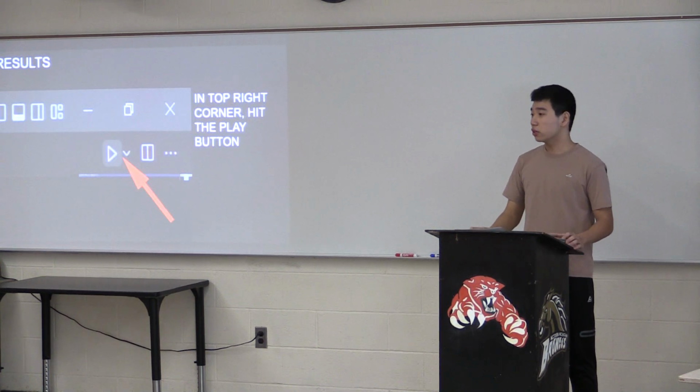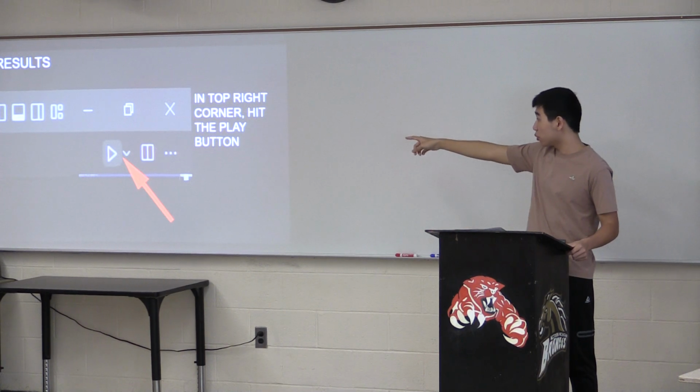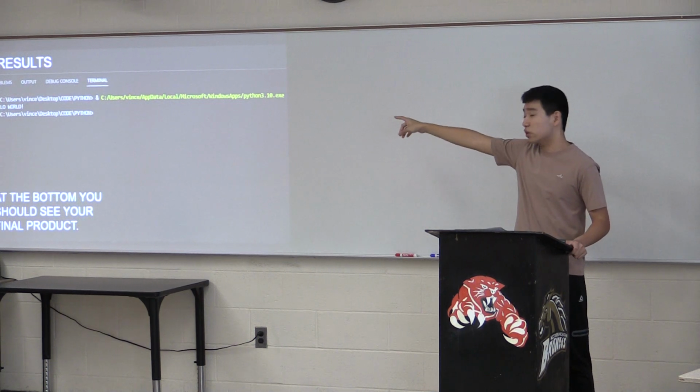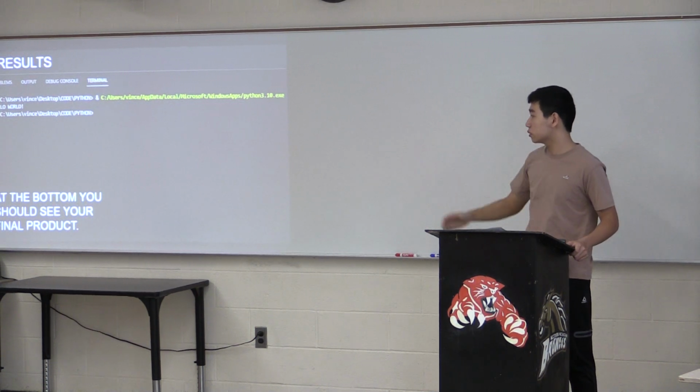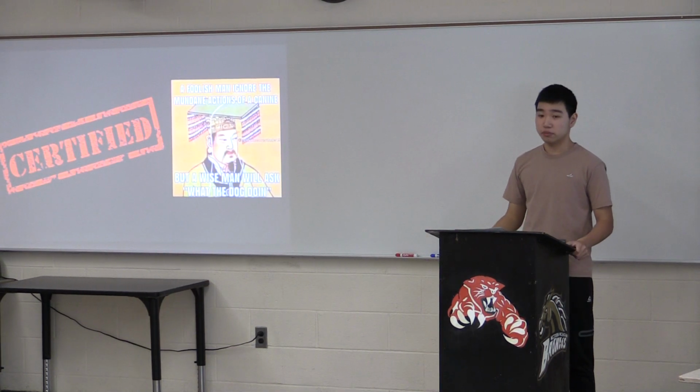Now you have that, you need to run the code. First thing you need to do, go down to the top right, hit that little play button. Then on the bottom, it should show up as whatever you put in, which for me is "Hello World." And that's how you create your first line of code using Python.